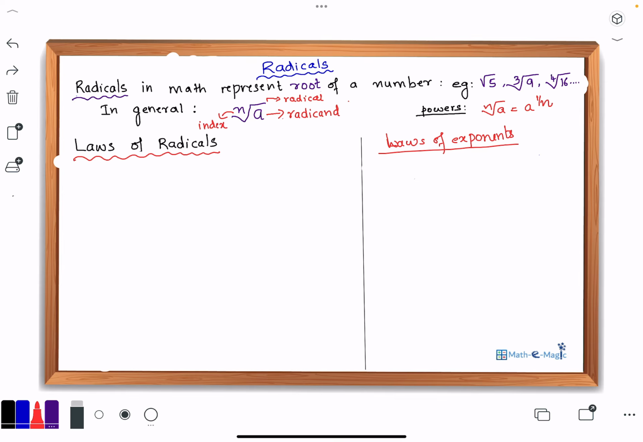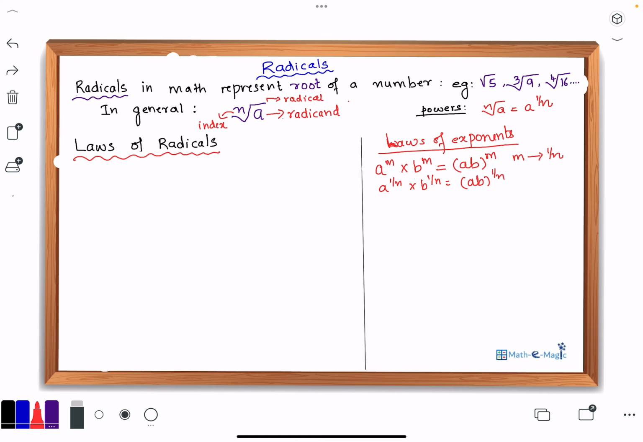So if we recall some laws of exponents, say a to the power of m times b to the power of m, then we know that it is equal to ab to the power of m. If we have two numbers with the same power, we can multiply those two numbers and raise the product to the same power. Now in this one, if I put 1 over n instead of m, and I write the same law, a to the power of 1 over n times b to the power of 1 over n, it will be the same as ab to the power of 1 over n.